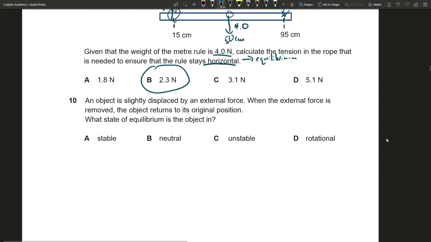An object is slightly displaced by an external force. When the external force is removed, the object returns to its original position. What state of equilibrium is the object in? This is a stable state.